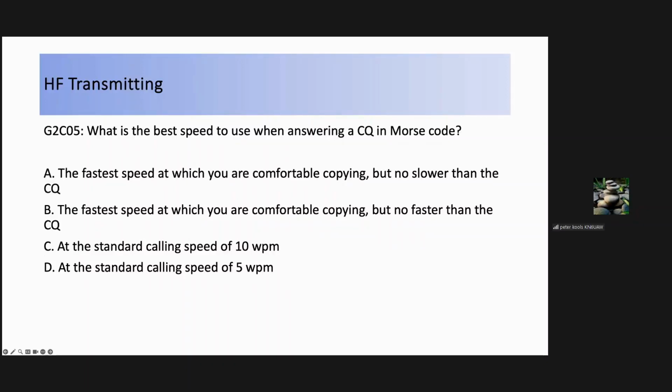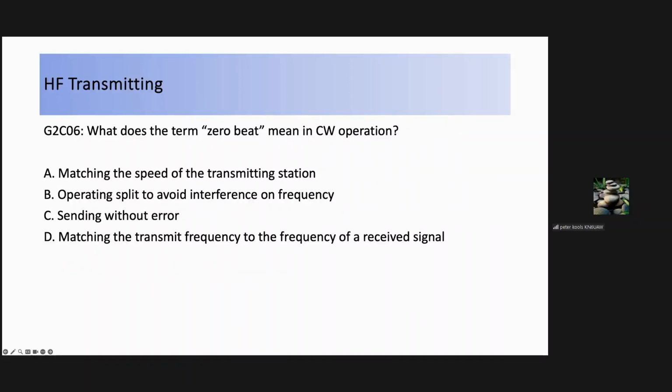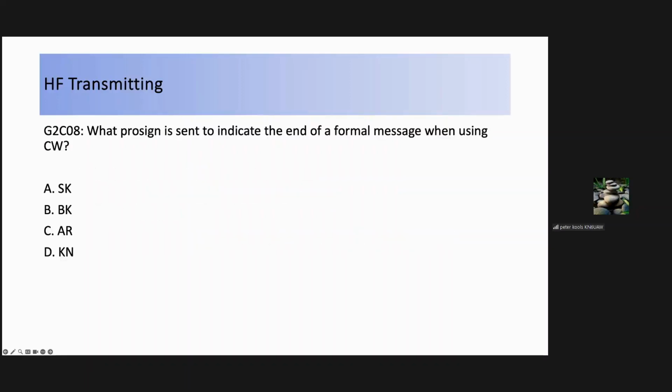What is the best speed to use when answering a CQ in Morse code? Again, the fastest speed at which you're comfortable copying, but no faster than the sender. What does the term zero beat mean in CW operation? It means you're matching the transmit frequency to the frequency of the received signal. And what pro sign is sent to indicate the end of a formal message when using CW? It's the AR pro sign.